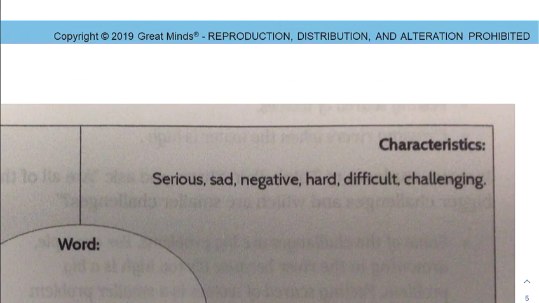So we can add serious. These are serious events that happened. They're not things to laugh about. They were sad. Olivia in the story was very sad about these unfortunate events, these tragedies. The people affected by them were very sad, and you might even feel sad when we read about them. They're negative, they're hard, they're difficult, and they're challenging. These are all different characteristics of a tragedy.